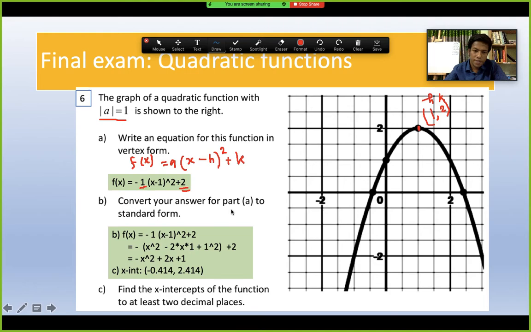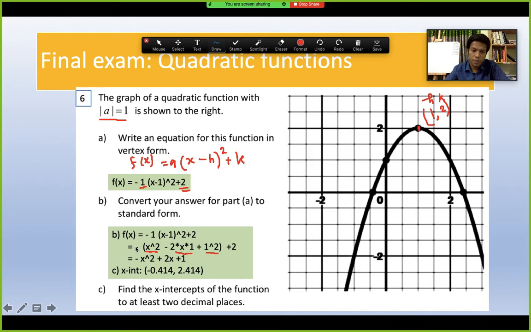Now convert your answer for part A to standard form. This is a vertex form, so we have to convert it to standard form. This is x minus 1 whole square, so we can use the a minus b whole square formula and break it down. A minus b whole square equals a square minus 2ab plus b square. Or you can do x minus 1 into x minus 1. That will also give you the answer.